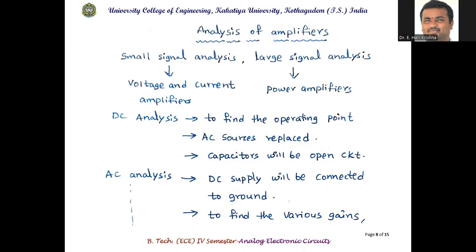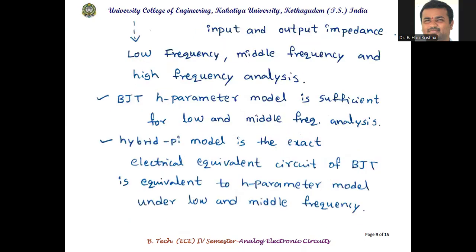So it is open circuit. While performing AC analysis to find the various gains, input impedance and output impedance, the DC supply should be connected to ground. DC supply will be connected to ground. This is both DC analysis and AC analysis. And next one is low frequency. AC analysis is again divided into three parts: low frequency analysis, middle frequency analysis, and high frequency analysis.